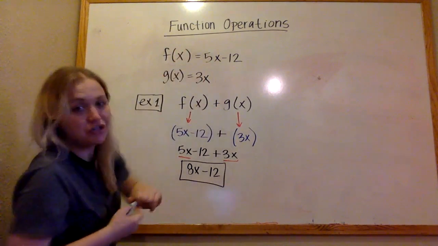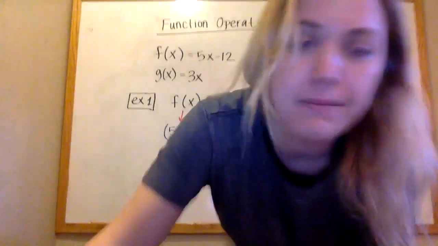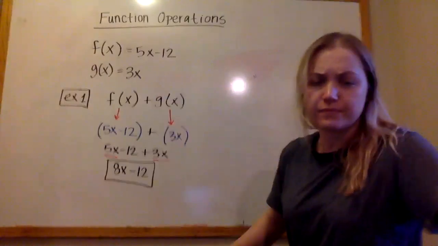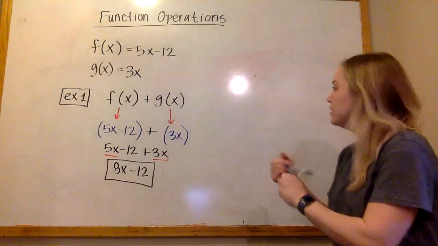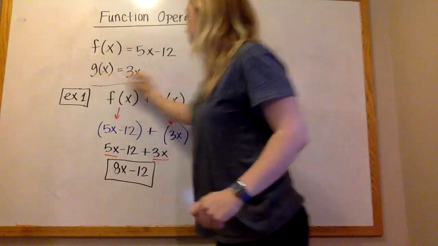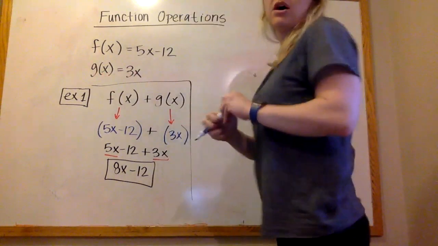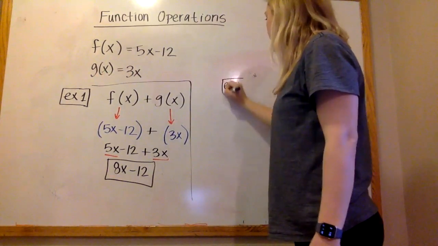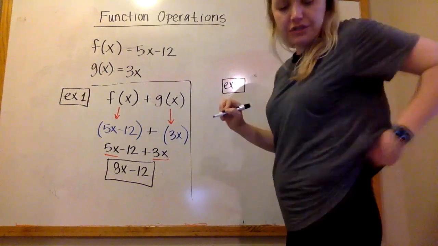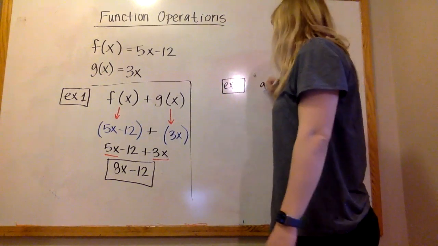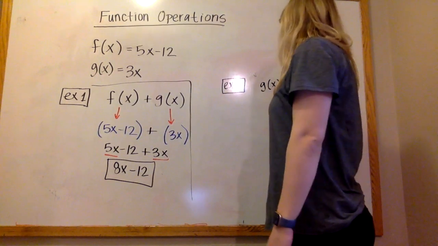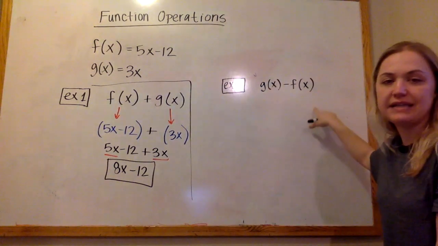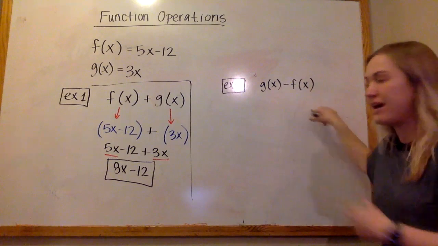All right, now I'm going to show you another example. The second example I'm going to do on this side, we're going to label it example 2. So kind of box off example 1. Okay, on your paper, make some space for example 2. And example 2 is going to be g of x minus f of x. It's really important that you write these down in order. It has to be g of x first minus f of x second.